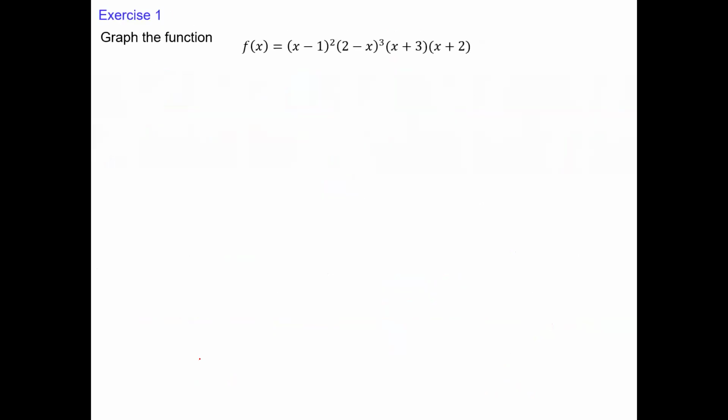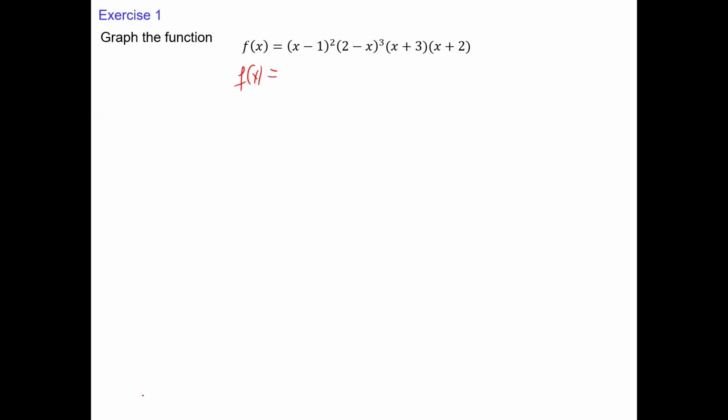Let's see. We have the first exercise and we have to graph this function. We may recognize right away that it's a polynomial. It's a little bit of a different form, but this form is easier because we see the x-intercepts. First of all, we really have to know the degree, because if we know the degree and the leading coefficient, we can get the end behavior.